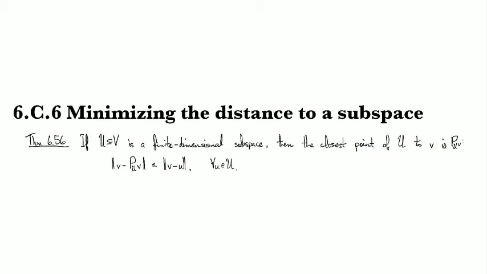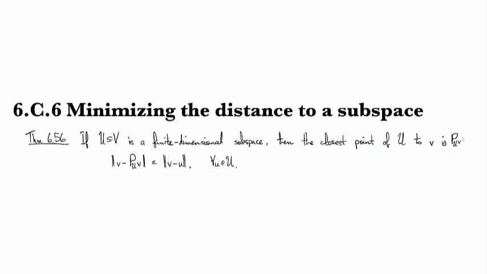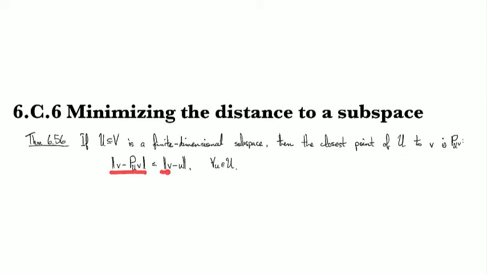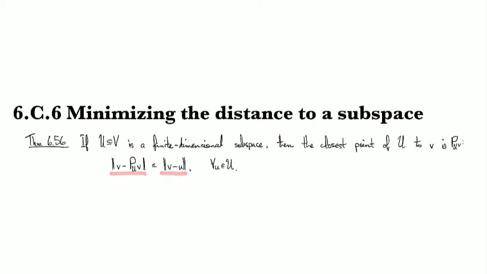orthogonal line, right? So the meaning of saying that it's the closest point means that if we look at this expression right here, which is the distance between V and PUV, this is smaller than the distance between V and any other point of U. So the distance is minimized at the projection.